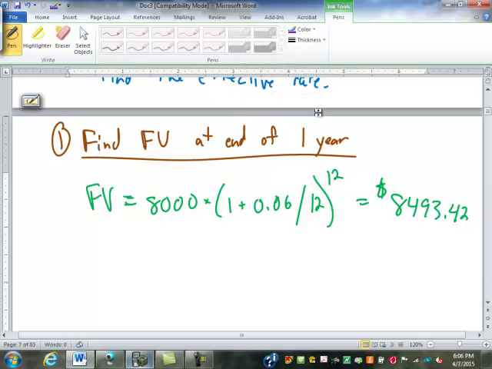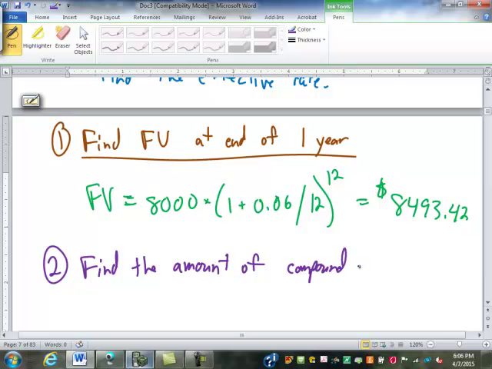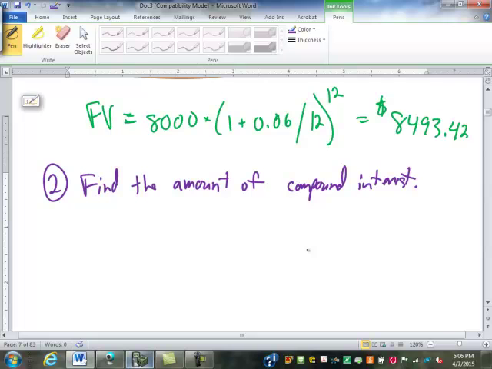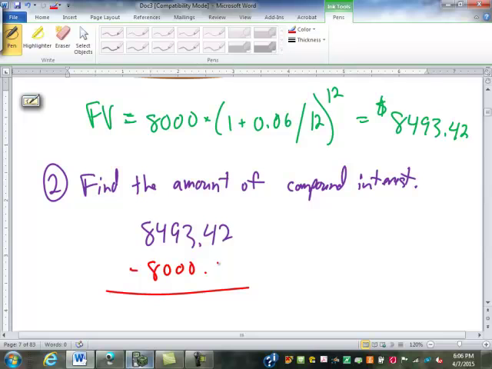That's step one. Step two. Find the amount of compound interest. In other words, how much interest has been added to this account? Well, $8,493.42 is the future value minus 8,000 that we started with. Is $493.42 in interest, in compound interest.